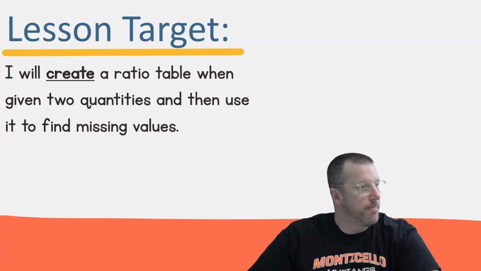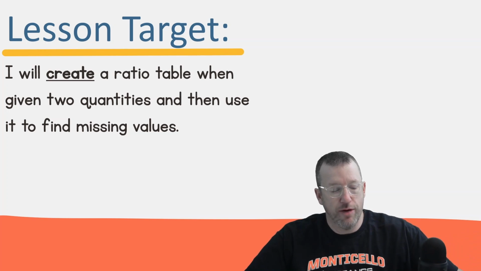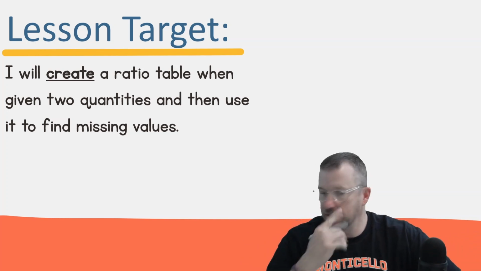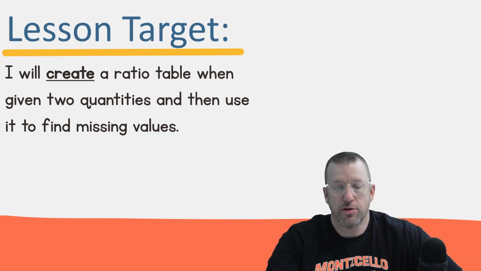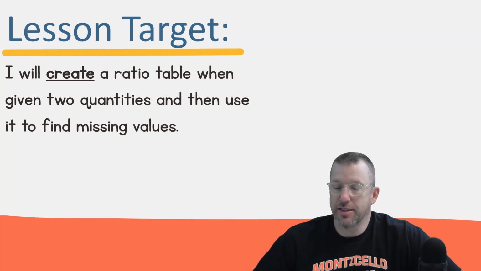All right, let's rock and roll. Today's target is we are going to be creating a ratio table when we're given two quantities and then use that to find some missing values. That is our overall goal for this video. Shouldn't take us terribly long to get through this. Let's lock in.